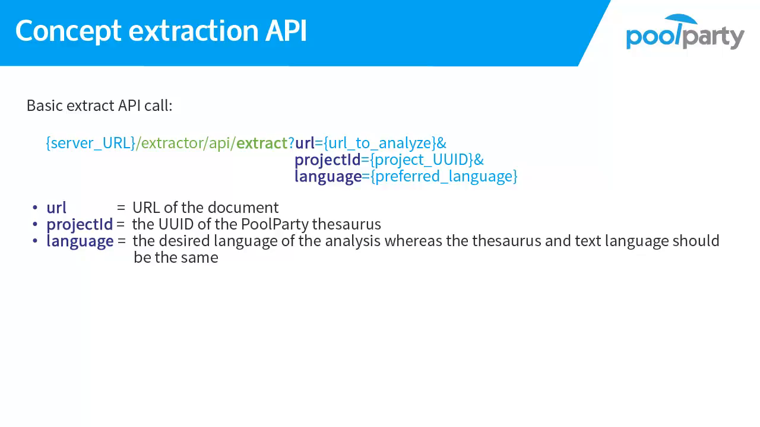The parameters are URL, for the URL of the document; project ID, the UUID of the project in PoolParty; and language, the desired language of the analysis. The Concept Extraction Service has, of course, many more parameters that can be used. We will explain some of them further on. The result of such an API call is presented in JSON format, and it contains the extracted concepts and the free terms. Let's take a look at an example.